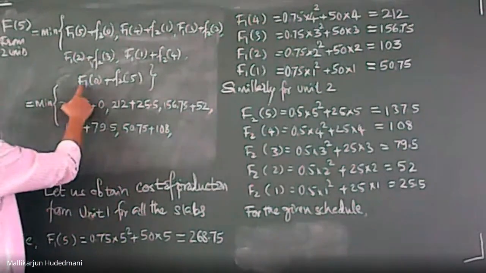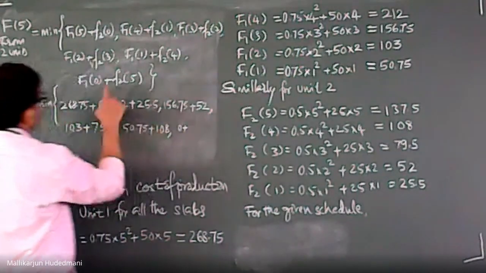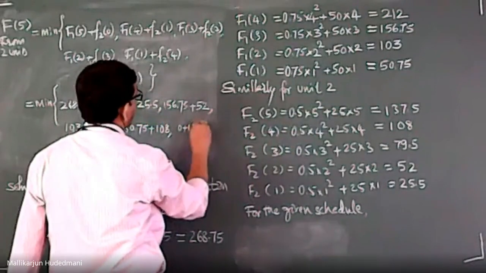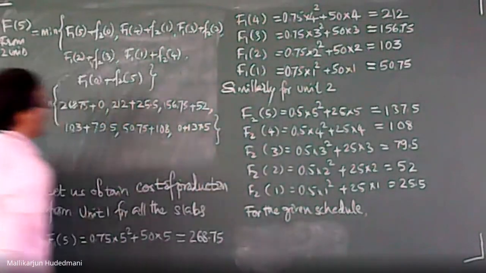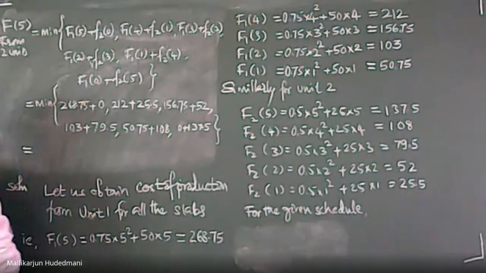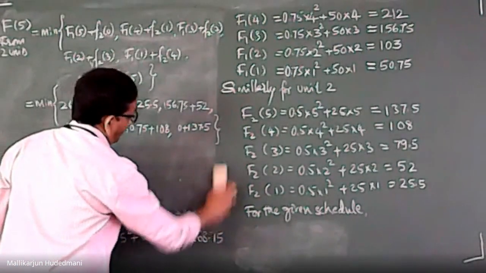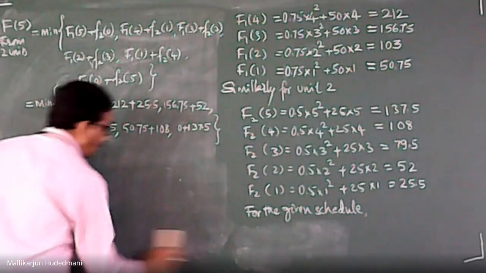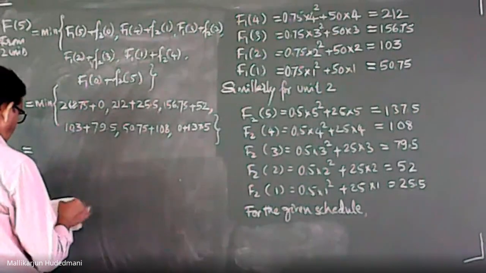What is the last term? The last term is F1 with 0. Definitely 0 plus F2 with 5. What is the value? 137.5. This is your final conclusion. So if I simplify, I take this line out. If I simplify it, what is the value I'm going to get? I'm going to get the numerical value of each combination with the comparative term. So I have the answer with me.